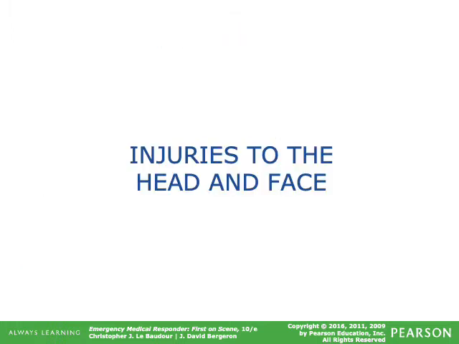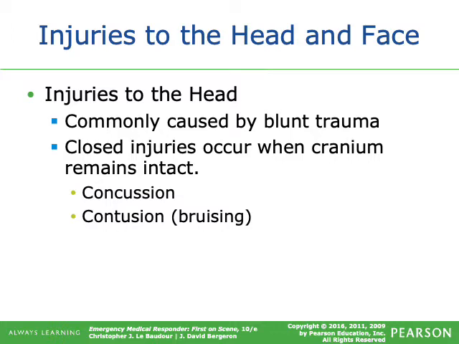Injuries to the head and the face. Injuries to the head, commonly caused by blunt trauma. Closed injuries occur when the cranium remains intact. These include concussions and contusions.